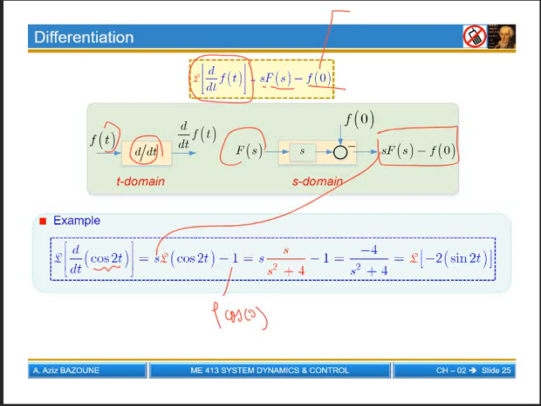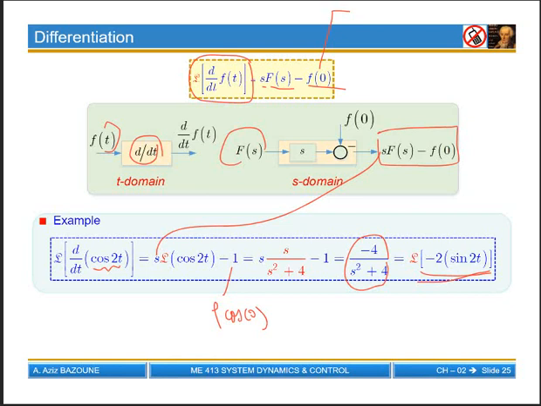So what is the Laplace transform of cosine 2t? It will be s over s squared plus 4. So we have s times s over s squared plus 4, minus 1. After manipulation, you will find this is simply minus 4 over s squared plus 4, or simply the Laplace transform of minus 2 sine 2t.